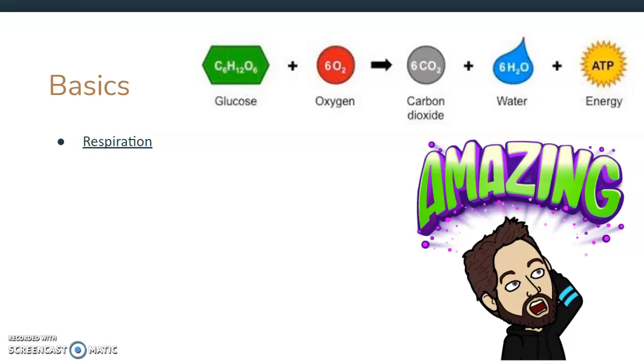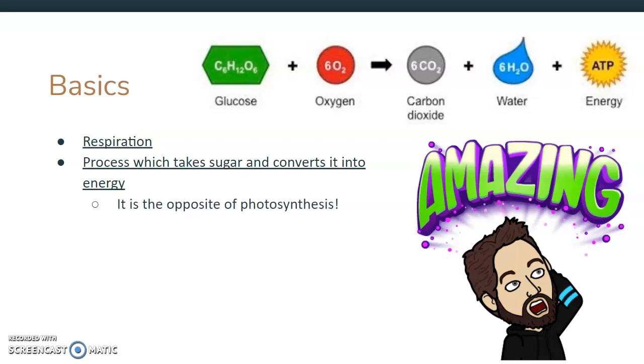So, the basics of respiration, as always, let's start with a definition. Respiration is the process which takes sugars and converts them into energy. As we can see, this is the opposite of photosynthesis. Photosynthesis takes carbon dioxide and water and turns them into glucose and oxygen. So it's the exact opposite.